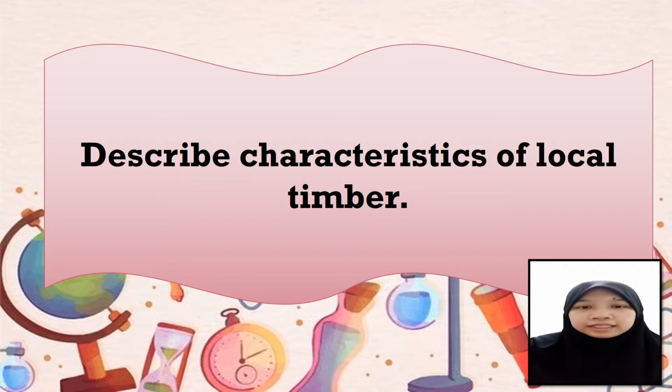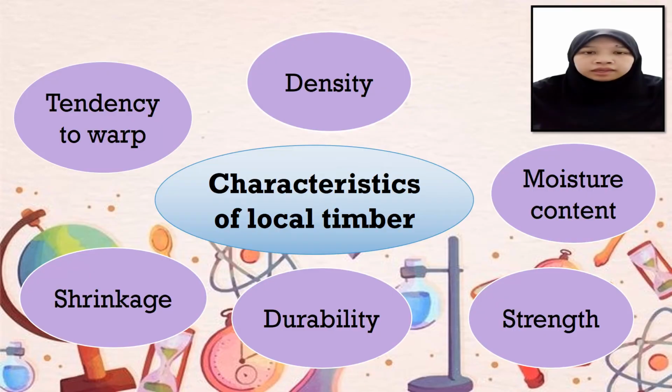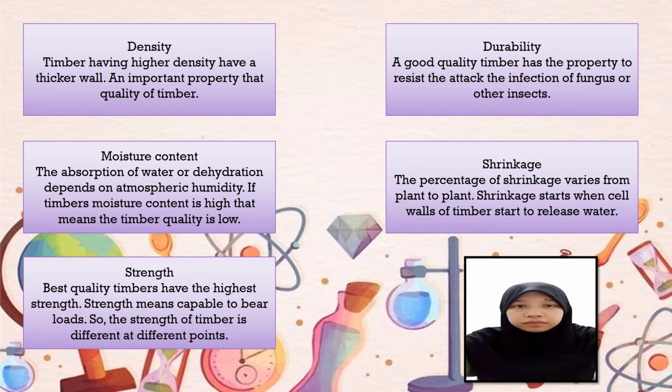First question is describe characteristic of local timber. We have six characteristics of local timber: its density, durability, moisture content, strength, shrinkage, and tendency to rot. Density. Timber having higher density have a thicker wall. An important property that quality of timber.